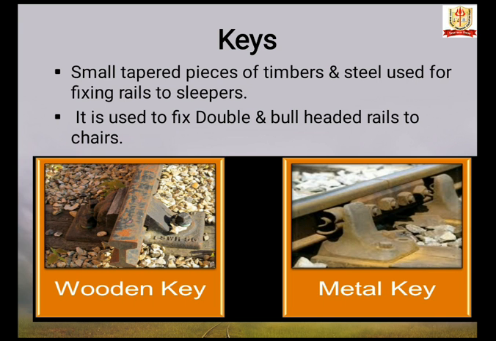Wooden keys are straight or tapered pieces of timber, normally 8.567 centimeter by 4.13 centimeter, tapering by 0.375 centimeter on both sides. They are cheap but likely to be stolen or lost and attacked by vermin. Metal keys are tapered or spring type steel keys, and they are costlier but have a longer life than timber keys.